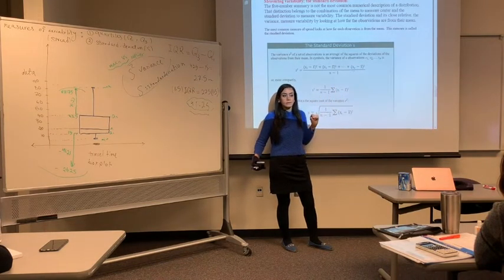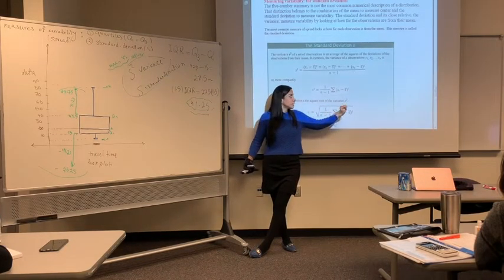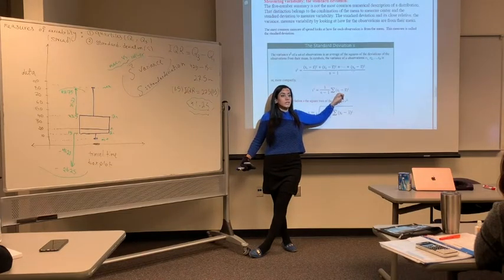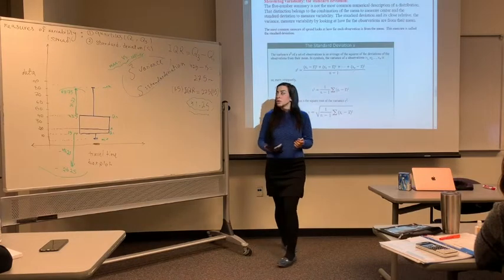What was x bar? X bar is the mean, correct? It means each observation minus the mean. So to be able to find the standard deviation, you should have the mean, correct? You should have the mean.